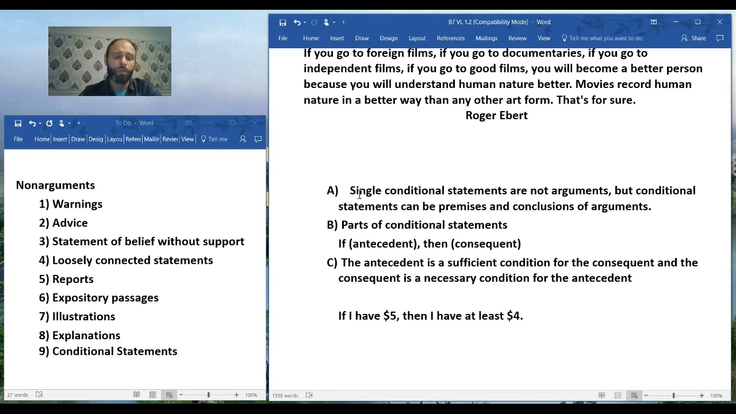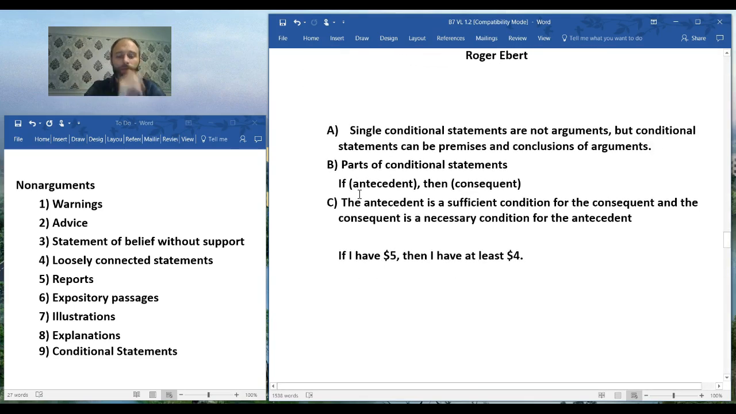Now that's a lot, but let's look at a very simple conditional statement that I think illustrates this well. This conditional statement is: if I have $5, then I have at least $4.